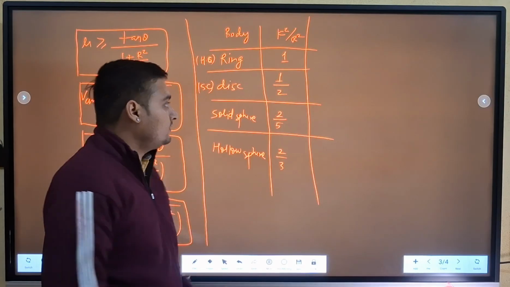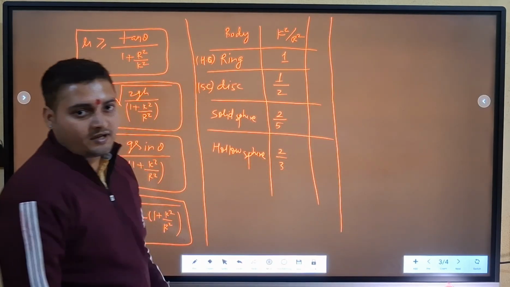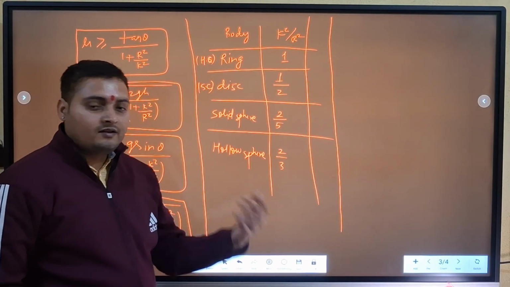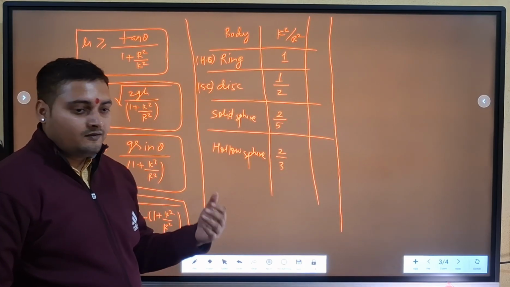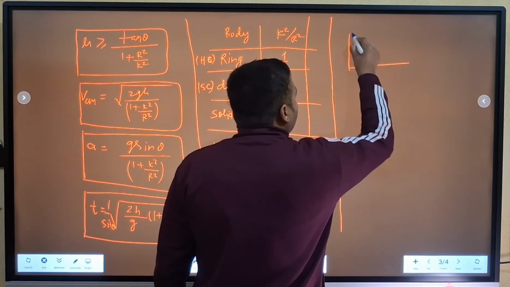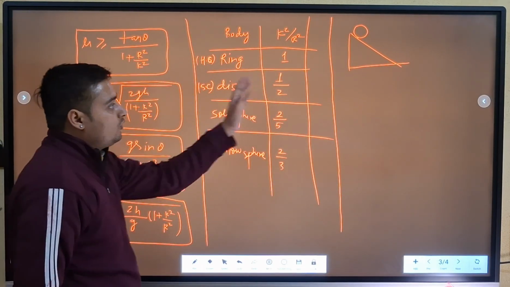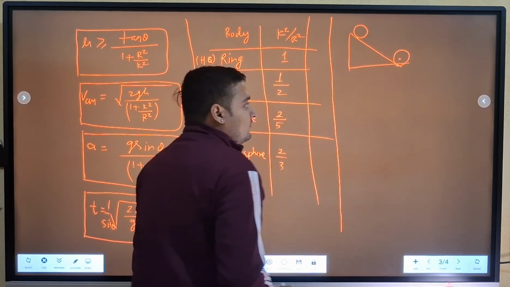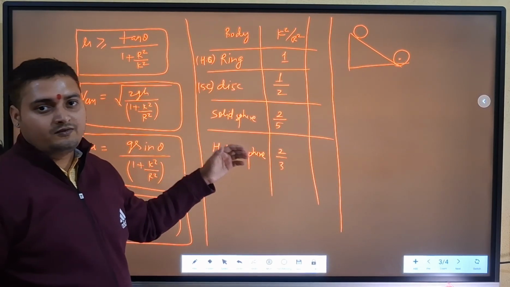So I take a question from the previous year. In IIT one question came, which body will reach fast to the bottom point. Suppose we are taking an inclined wedge and all bodies perform pure rolling motion. Which one will reach the bottom point very fast? So for very fast, time taken should be less.